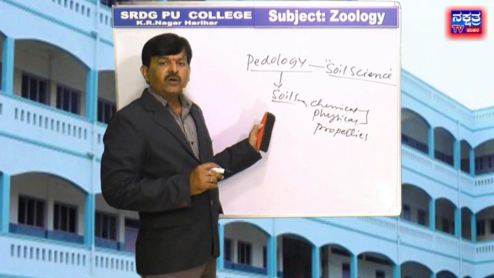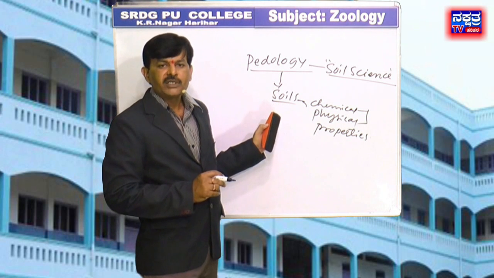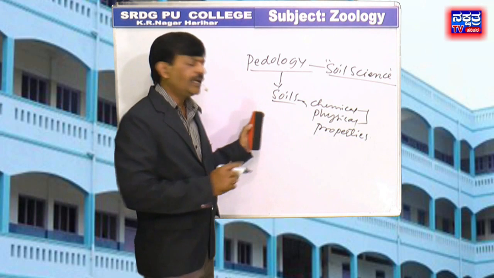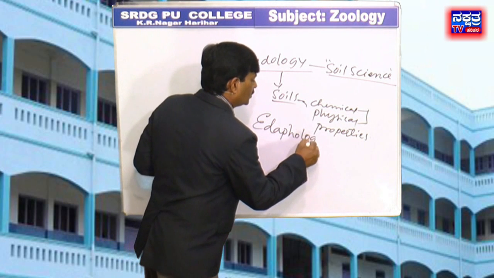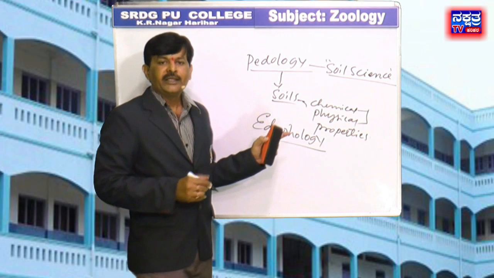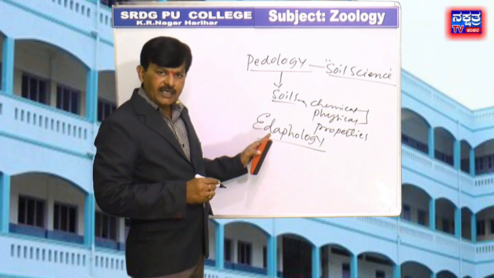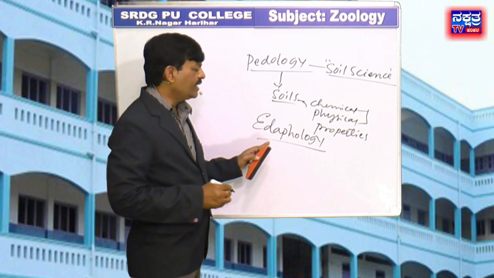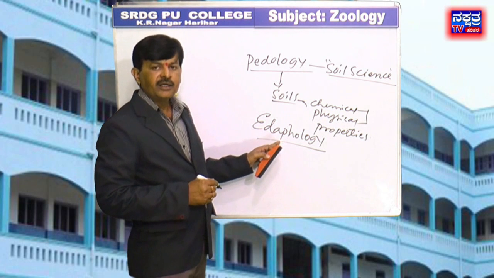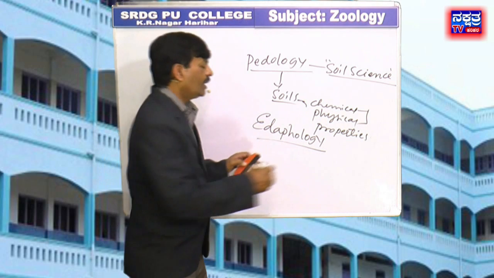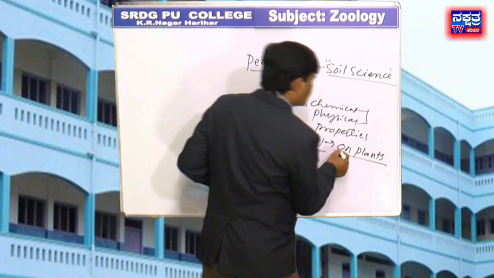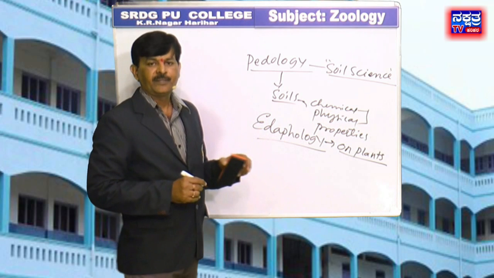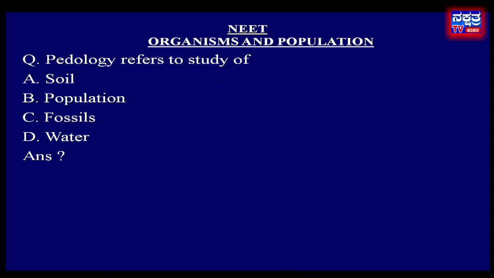It is also one of the two branches of soil science, the other being edaphology. Edaphology is concerned with the influences of soils on living things, particularly on plants. This is called edaphology. Therefore, in the given options, A, soil, is the right answer.